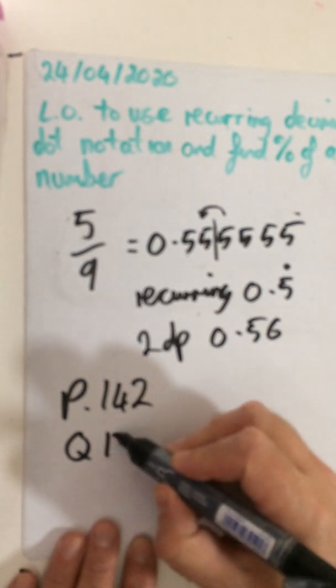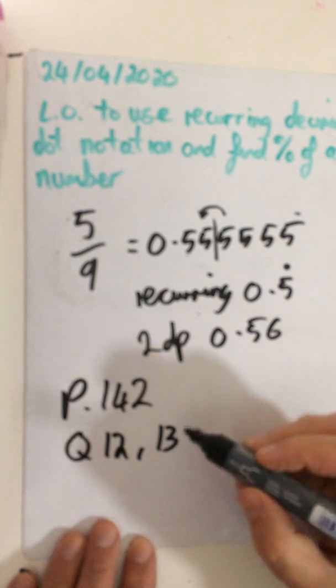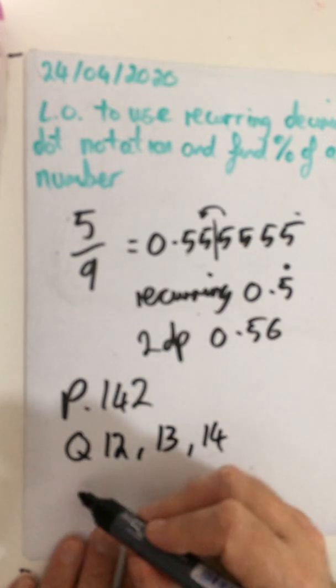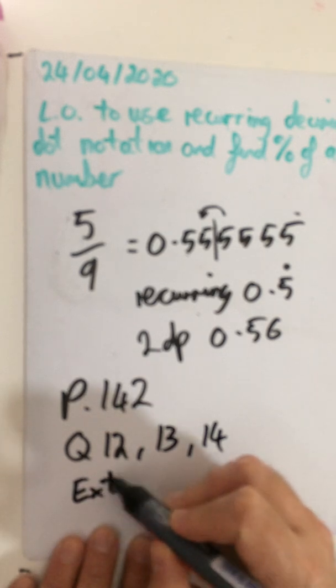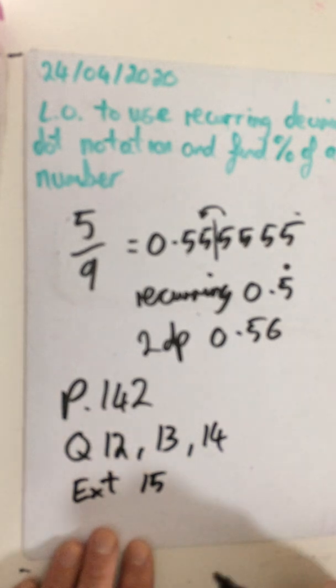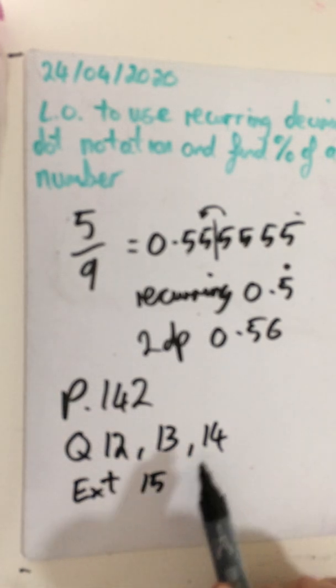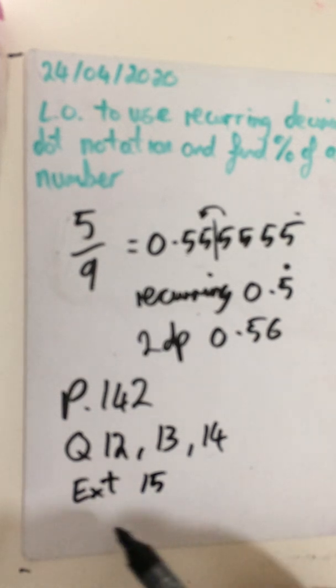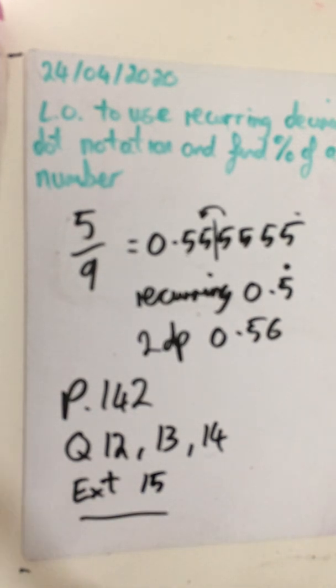12, 13, 14, okay, and if you want to, it's optional for an extension. It's a good little bit of revision of what we've been learning. Question 15. So just 12, 13 and 14, and if you zoom through that really quickly, just have a little go at extension question 15.